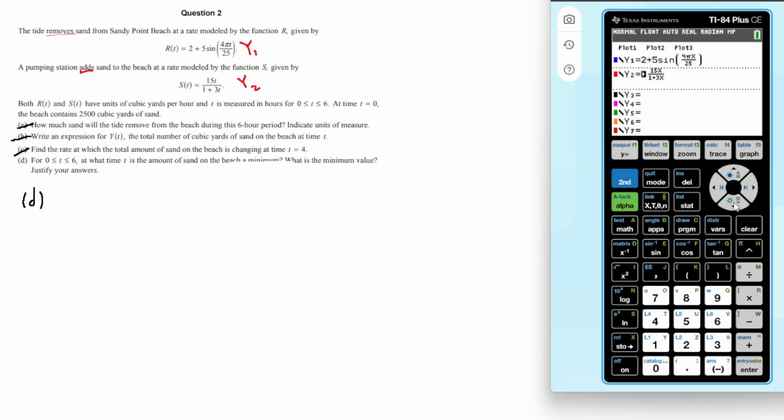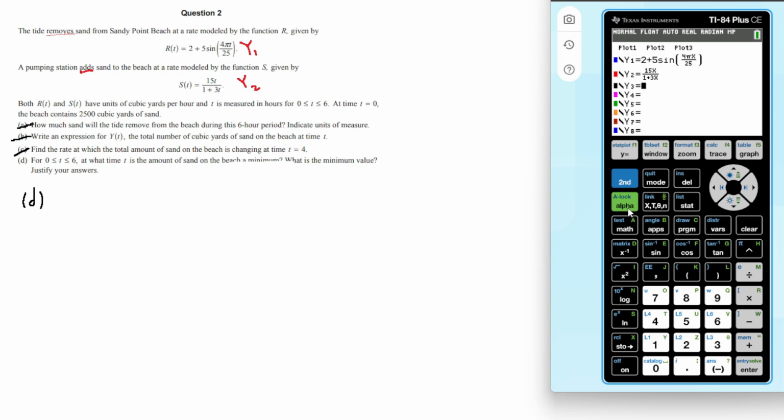is go back to our y equals table or plot, and type in the function for y, so that we can find where t is at a minimum. Because remember, our function y shows us how much sand is on the beach at any given time. So if we want to find where the amount of sand is at a minimum, we need the function that shows us the amount of sand. So we're going to put y in for our y3.